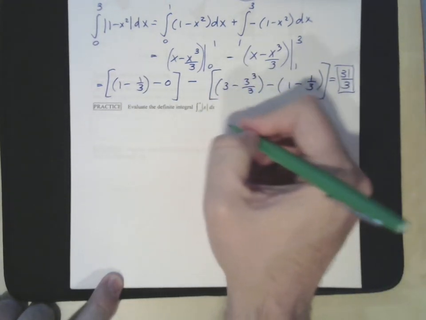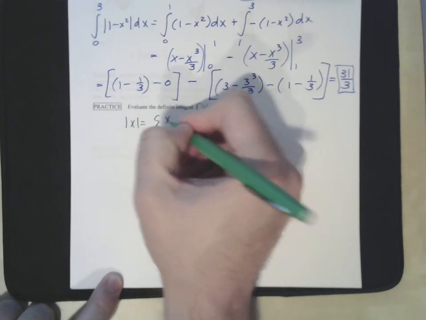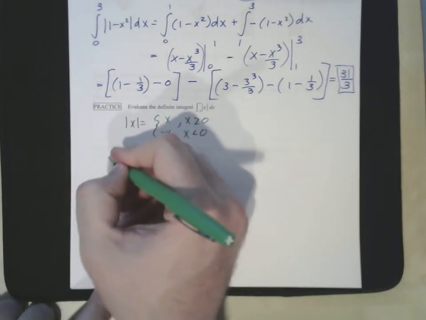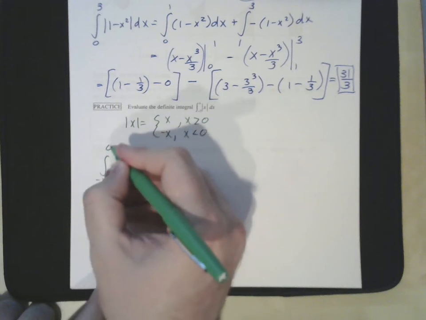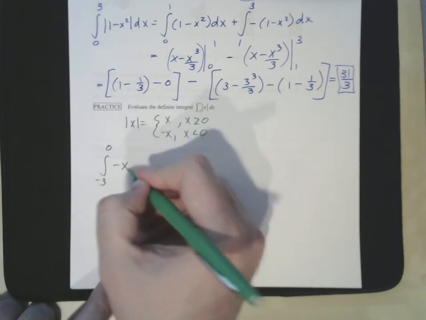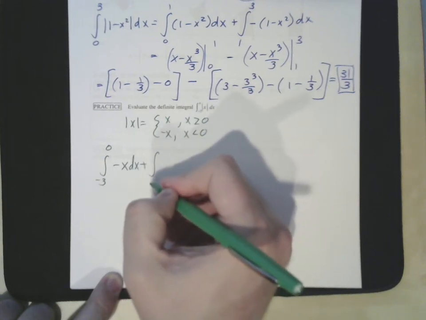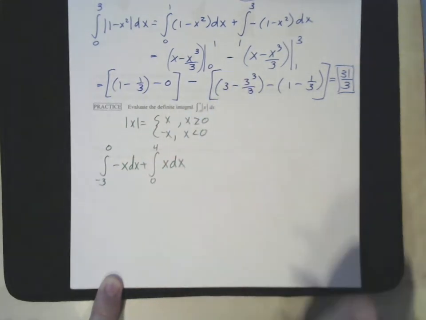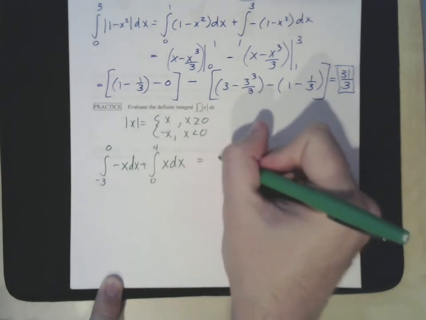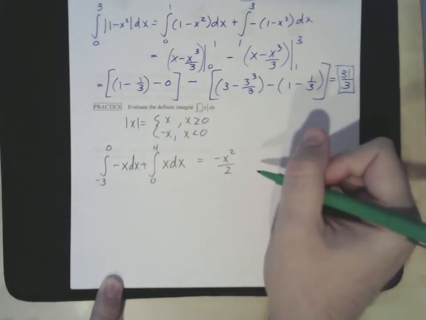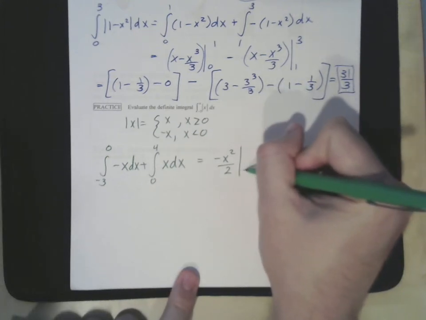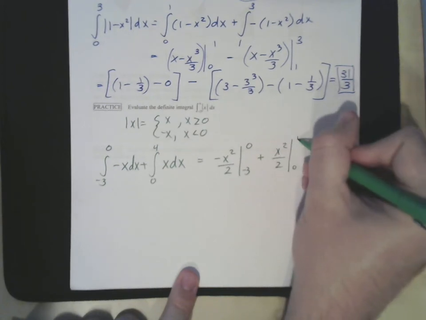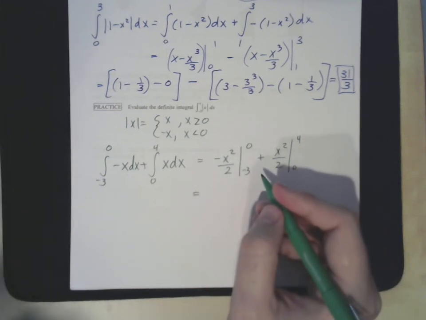So this is the absolute value of x, which is x when x is greater than or equal to 0, or negative x when x is less than 0. So that means we're going to be doing the integral from -3 to 0 of negative x dx plus the integral from 0 to 4 of x dx, because this is our split point. So this is negative x squared over 2 from -3 to 0 plus x squared over 2 from 0 to 4.